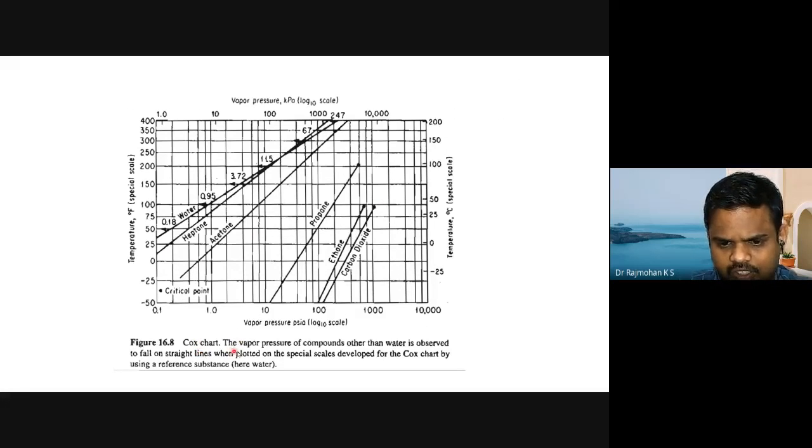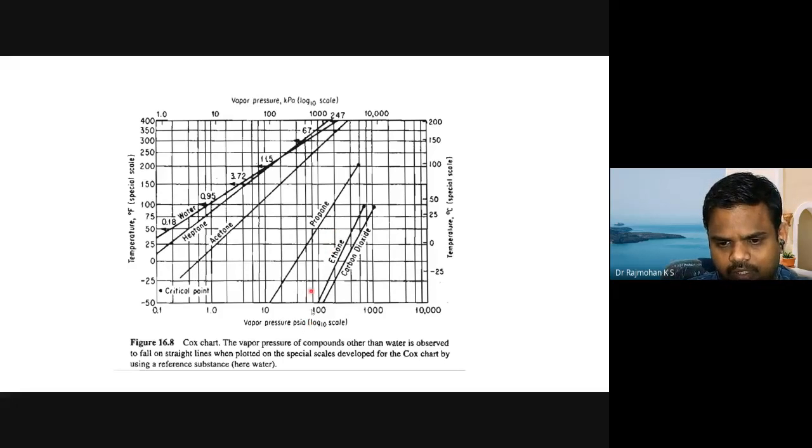This chart is called the Cox chart. It gives the vapor pressure of compounds other than water. In comparison to water, we have heptane, acetone, propane, ethane and carbon dioxide. It is made on a log graph. You can see the data changing by one order of magnitude: 0.1 multiplied by 10 is 1, 1 multiplied by 10 is 10, 10 multiplied by 10 is 100. So with each scale there is a change of one order of magnitude. This is similar to the friction factor chart that you are learning in your FPM course. The Cox chart can also be used to determine vapor pressure if it is within the scale.